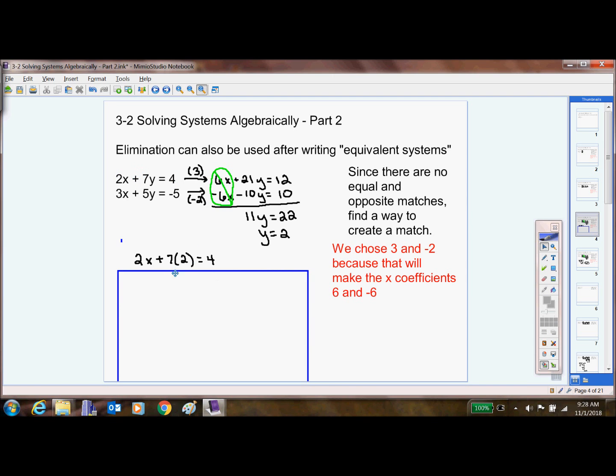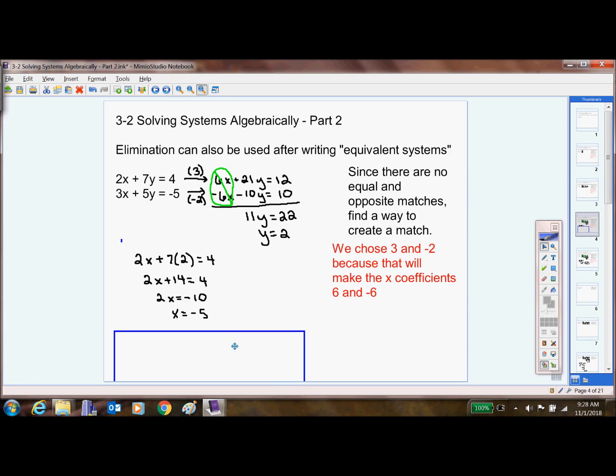2x plus 7y, which is 2. And then we go through and we solve it. We get the 14. Then we take away the 14 from both sides to get negative 10. And we divide by 2. Give us x equals negative 5. And that gives us our answer. And our answer is going to be the ordered pair, negative 5, 2. So there's our answer for that question.